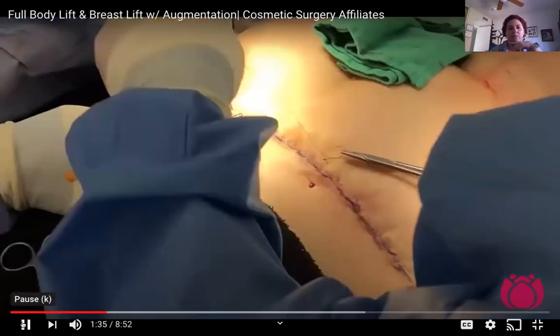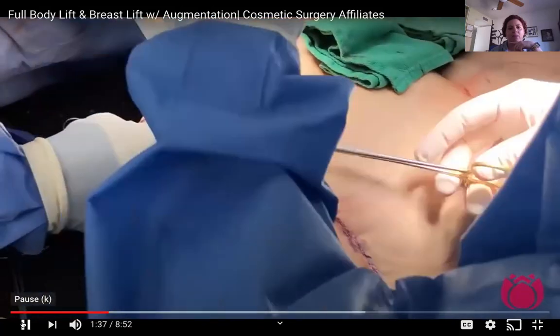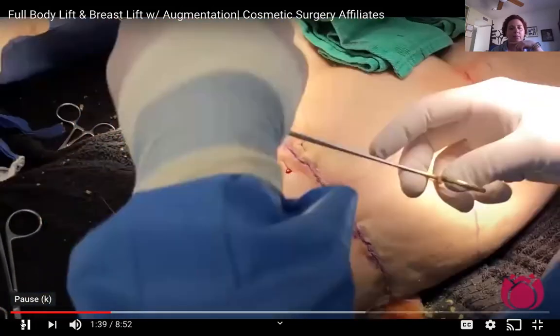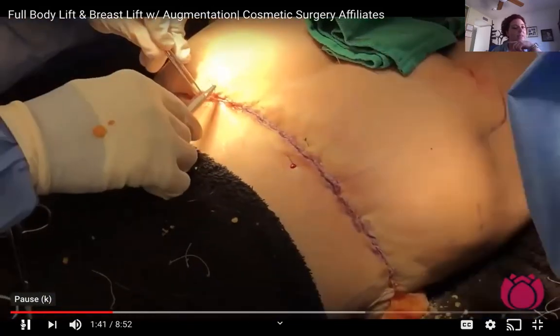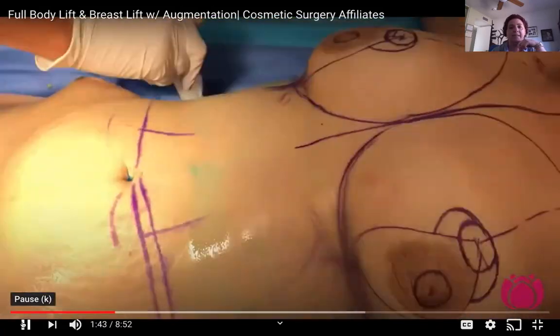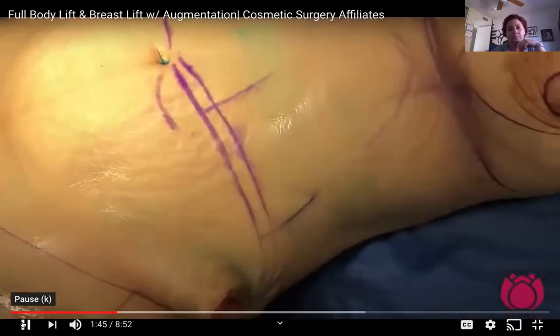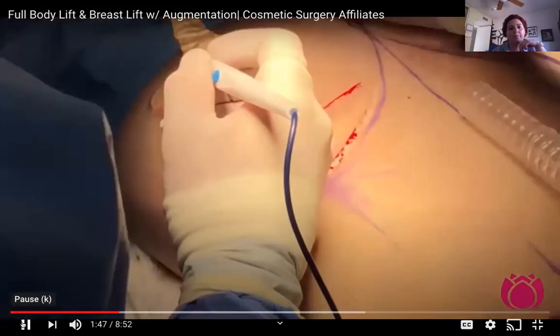This suture they're using for the skin is a nylon. It's a monofilament suture. It's not absorbable, so those will have to be taken out later. That is some DuraPrep that they're using.